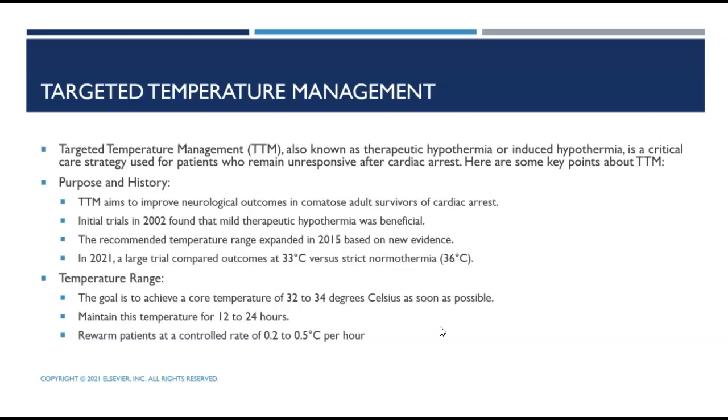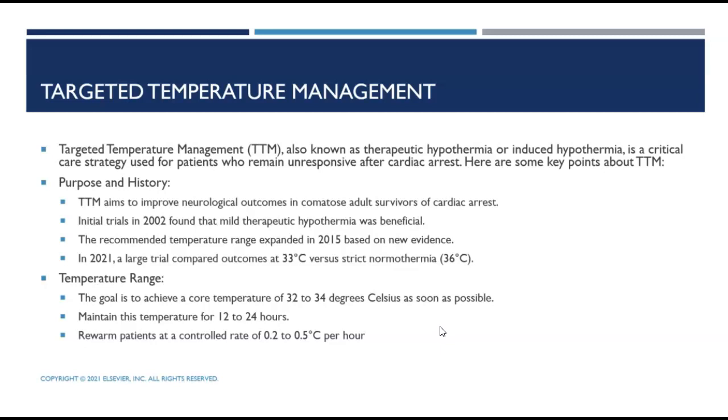So the initial trials with therapeutic hypothermia, which is what we used to call it all the time, were back in 2002, which makes me sad because this happened after I've been an RT longer than this has been around. Those studies showed that by cooling the patient down, so we typically cool the patient down into like the 32 to 34 degrees Celsius range, that helped improve neurological outcomes.